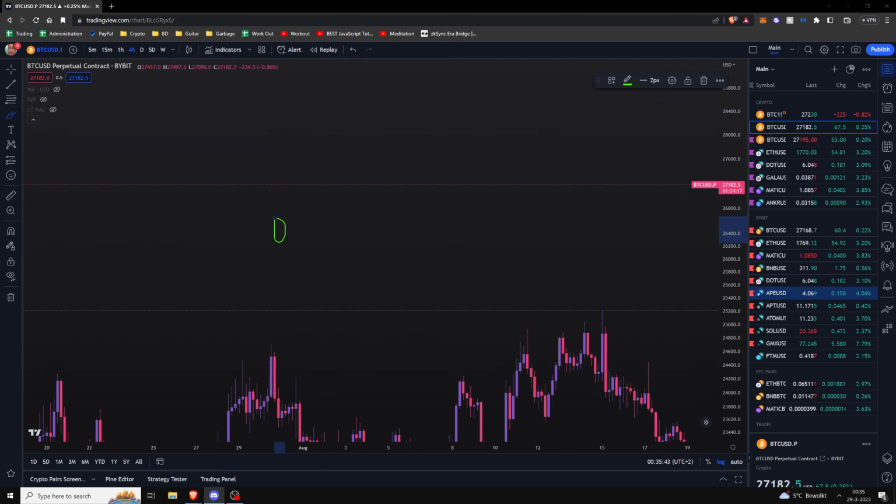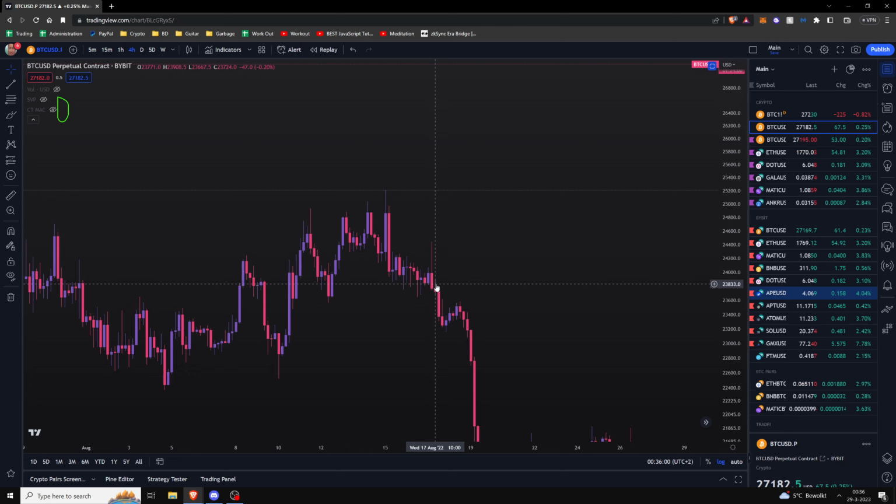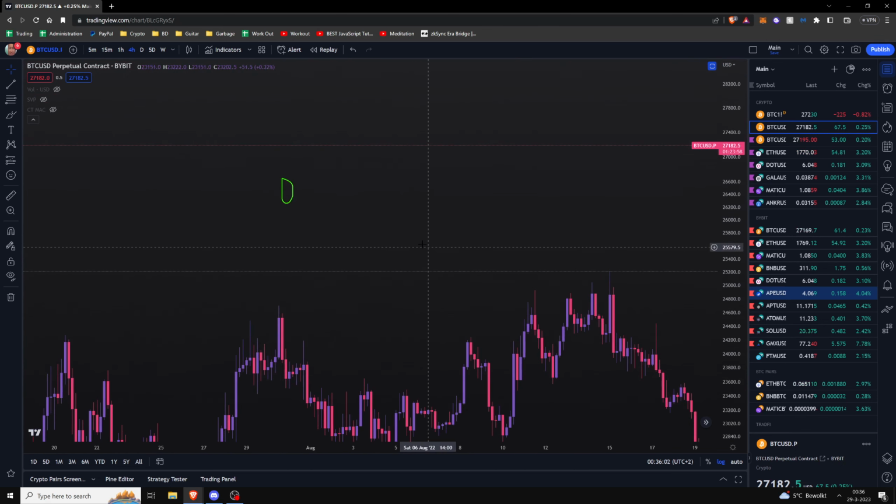Yeah, so Slim, you can find them as shooting stars or morning or evening. I think it's shooting stars, hammers, dragonflies, or whatever. It's way too many names, and honestly, it does not matter too much. You just want to see high tests in a downtrend and low tests in an uptrend.